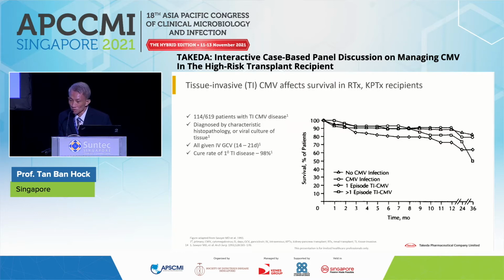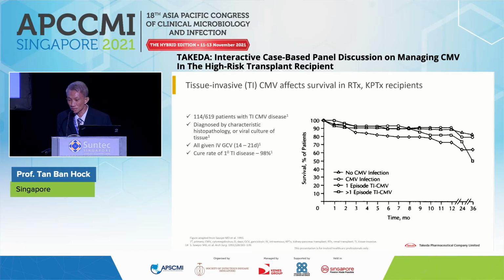Now, in terms of end organ disease, this is what we all fear, and we've all seen very, very difficult cases such as colitis with intractable hemorrhage. These are data from a long time ago, just to give you a flavor of what it was like in those days when there was no CMV prevention. So about a sixth of the patients in this series of kidney and kidney pancreas recipients actually developed tissue invasive CMV disease. And in those days, all had to be diagnosed by characteristic histopathology or viral culture. All were given IV ganciclovir.